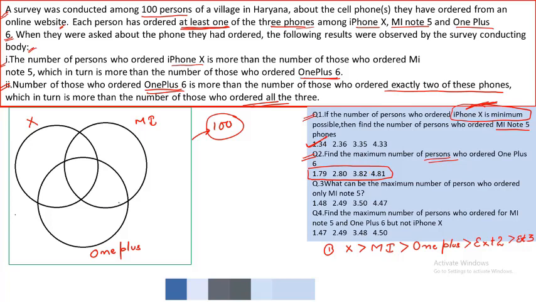In order to maximize, we'll try to give all the possible values, or maximum possible values, to the overlapping region. Now what can be the maximum value that can be given to all the three? It would be 49. Why? Because we know that exactly 2 will be greater than exactly 3. So the only possible value that exactly 3 can get is 49.